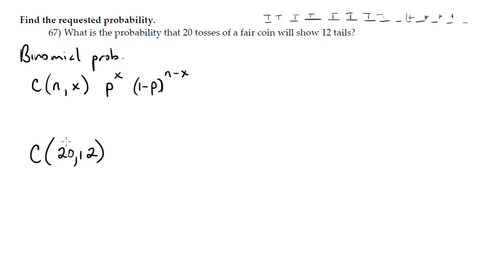So that's 20 choose 12, right? The probability of success is getting a tail. The probability of tossing a tail is 1/2. And I want 12 tails. Failure is tossing a head. The probability of tossing a head is also 1/2. And if there's 12 tails, then of course there need to be 8 heads. 20 minus 12 is 8 heads. When I calculate this, that will be my result.